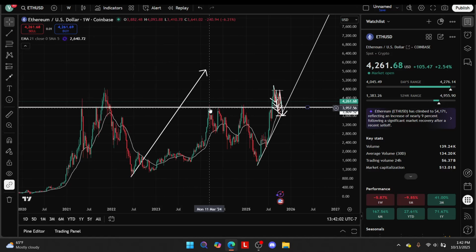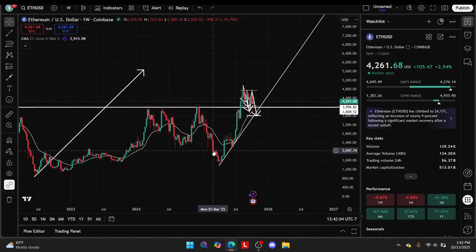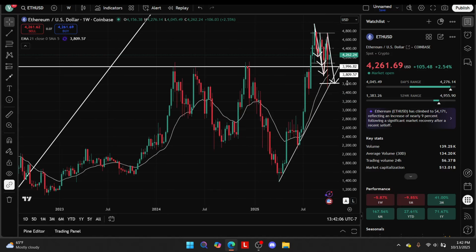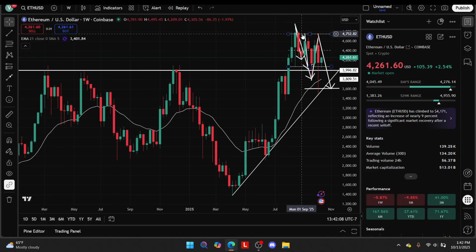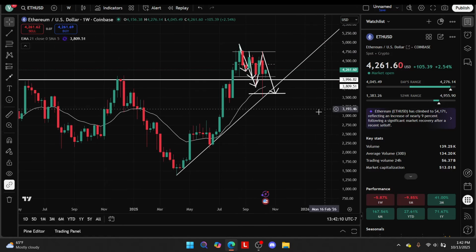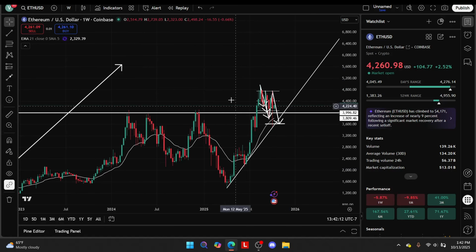So what does this all mean? It means that Ethereum does look pretty bullish in the short term and long term. If we can break that $4,800 level again, which I think it will this time. And this means that Bitcoin is most likely bullish as well, right?